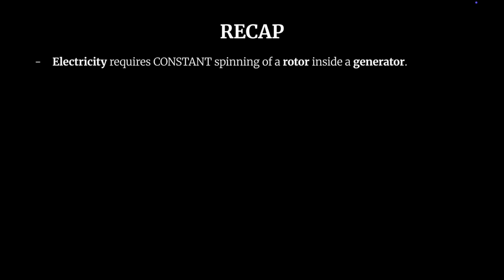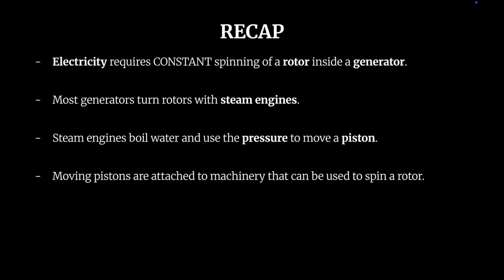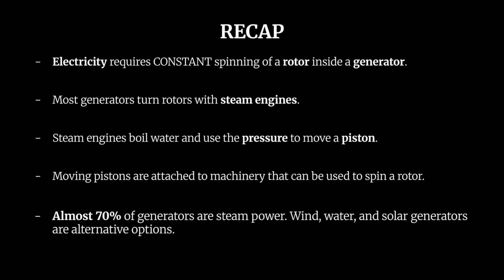To recap, we learned that the production of electricity requires the constant spinning of a rotor inside a generator. The main way this is achieved is through steam power. Steam engines heat water trapped in a boiler and use the resultant pressure to move a piston. Pistons are attached to mechanical arms that can be used to spin a rotor. Almost 70% of the world's generators are still currently powered by steam engines, though other types of power plants exist.